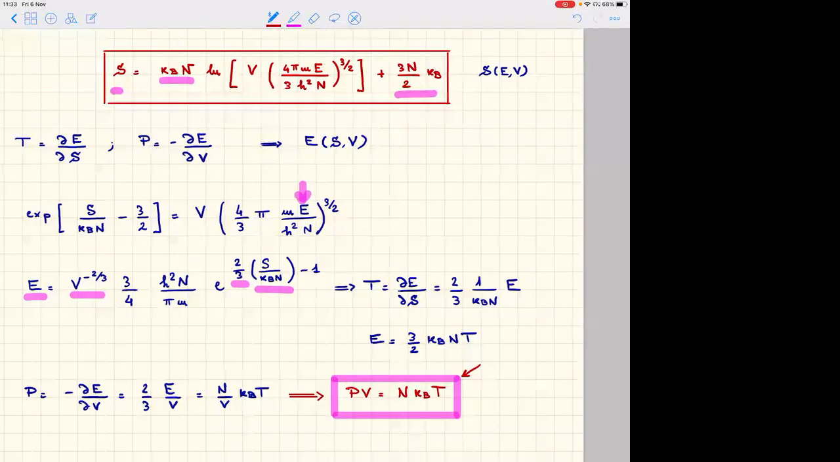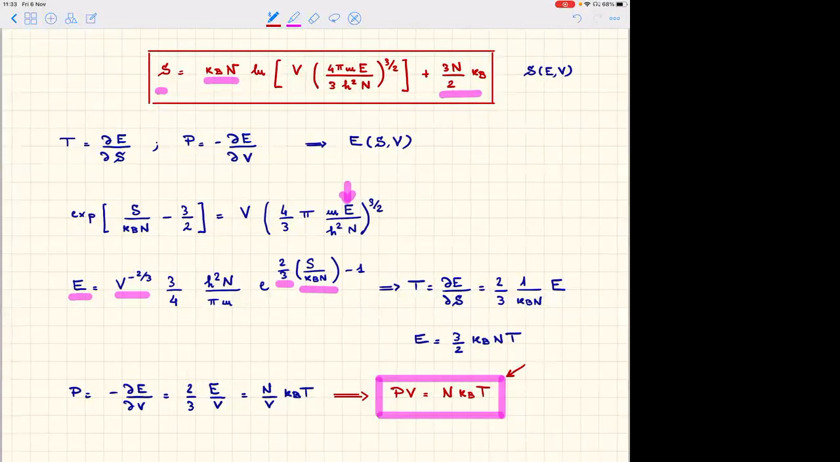No problem. Okay. So let us now do together another exercise on the microcanonical ensemble.